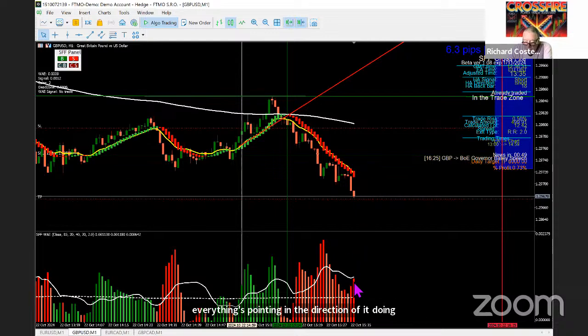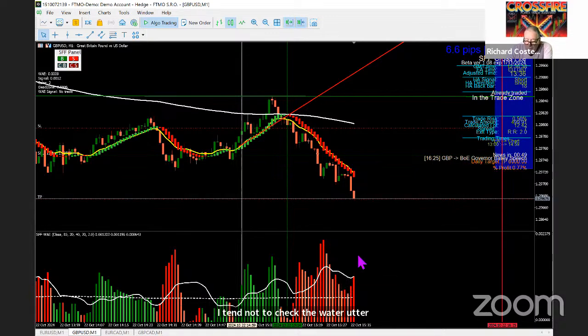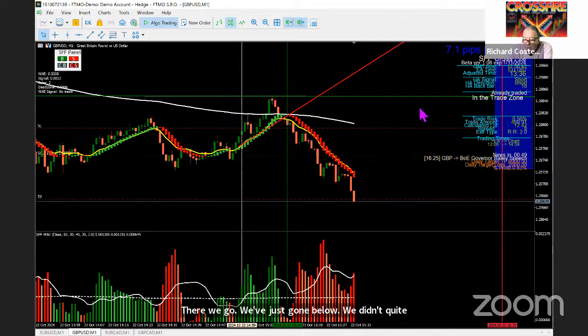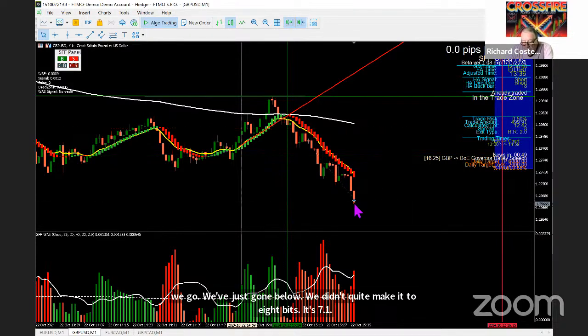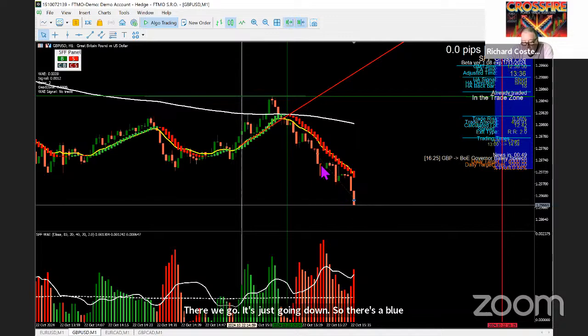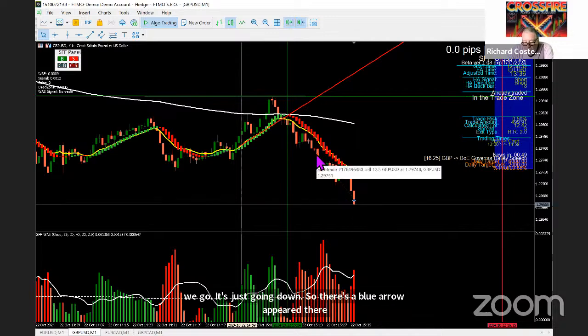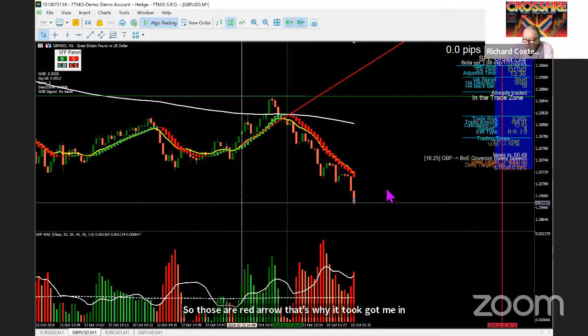I just need this Waddah Attar to be a little bit stronger and above. I tend not to check the Waddah Attar once I'm in a trade. There we go, we've just gone below. It didn't quite make it to 8 pips, it's 7.1. I just want a little, there we go, it's just gone down. So there's a blue arrow appeared there. There's a red arrow, that's where it got me in. There's a blue arrow, that's where it took me out.